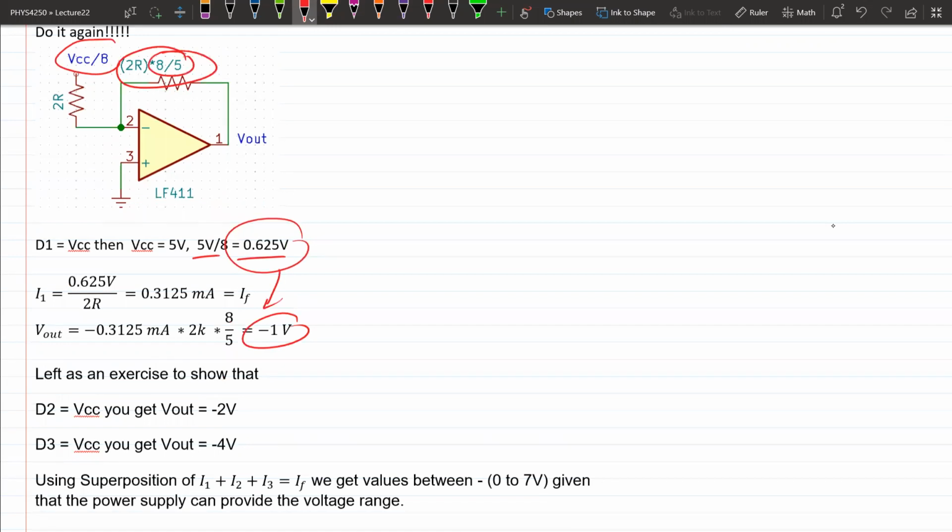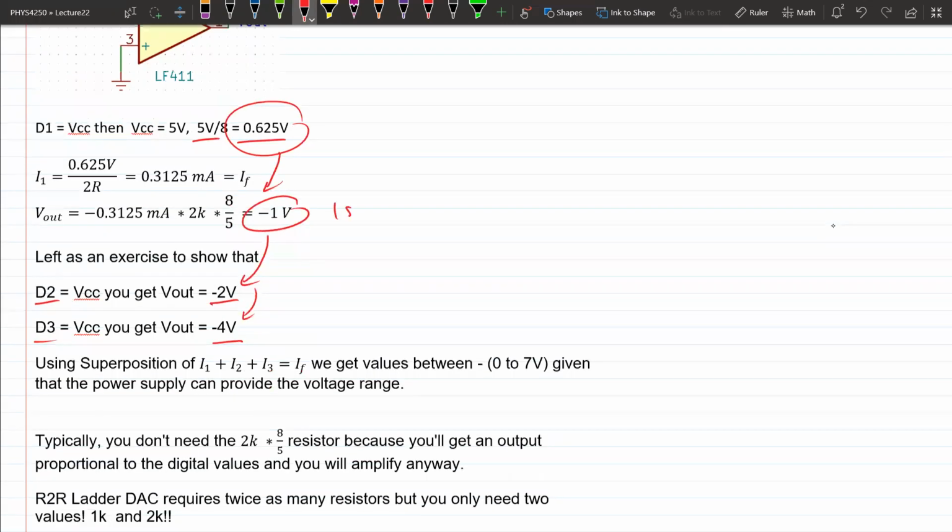We pick our resistor to be 8/5, whatever R2 is going to be. Then, if D2 is equal to high, you get -2 volts. If D3 is high, you get -4 volts. And this is basically the 1's bit, the 2's bit, and then the 4's bit. It's all negative, but that's okay, right? We can always flip this upside down.